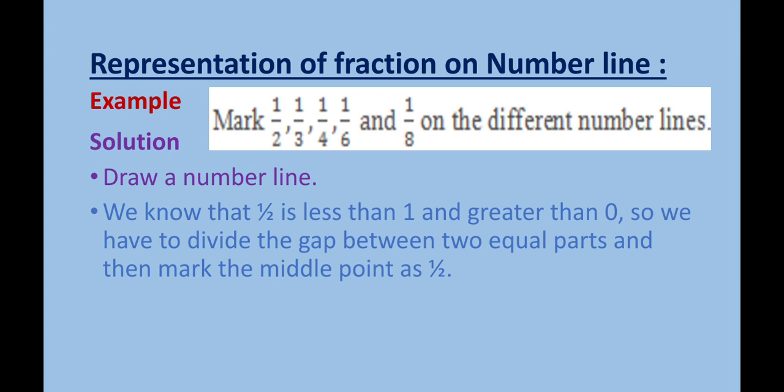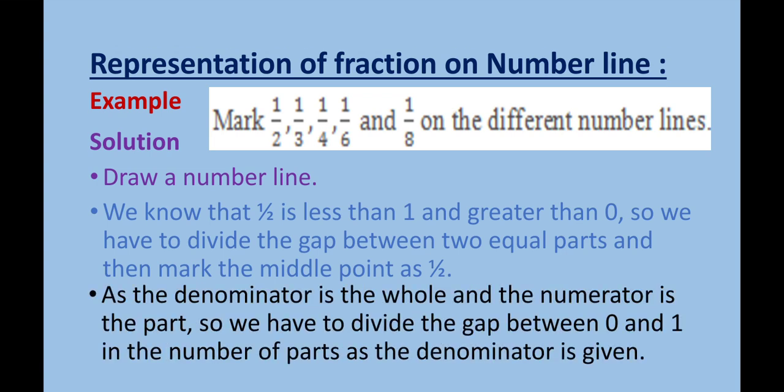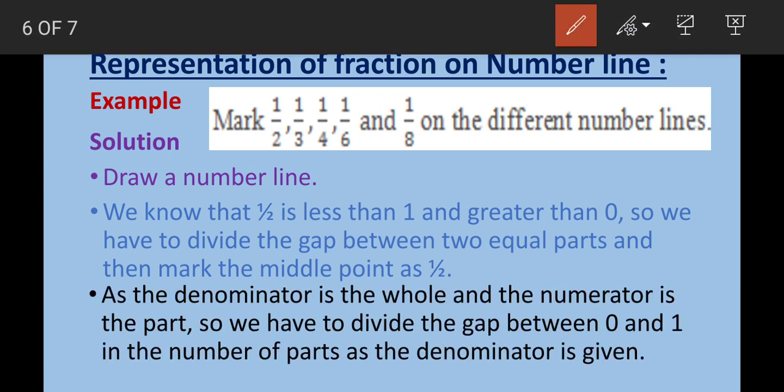Now move to the next one, that is 1 by 3. So for that, what to do? As we know, the denominator is the whole part and the numerator is a part of that one. From the whole, the numerator is a part, so we have to divide the gap between 0 and 1. As in all these cases the numerator is less than the denominator, we have to divide the gap from 0 to 1 into the number of parts present in the denominator.